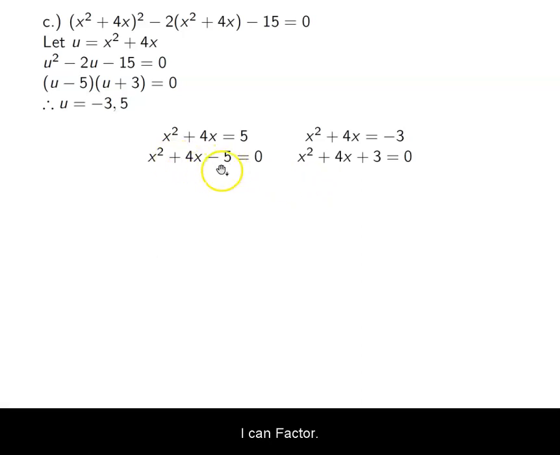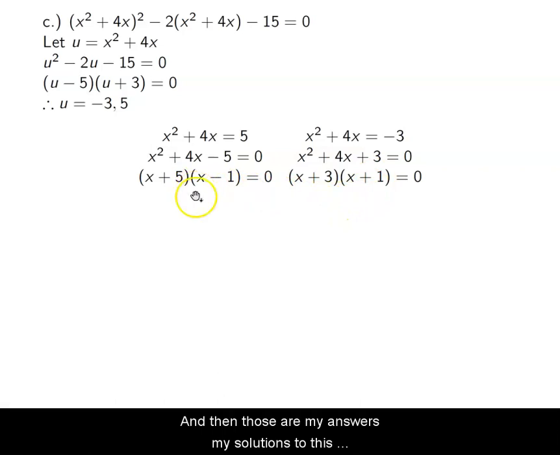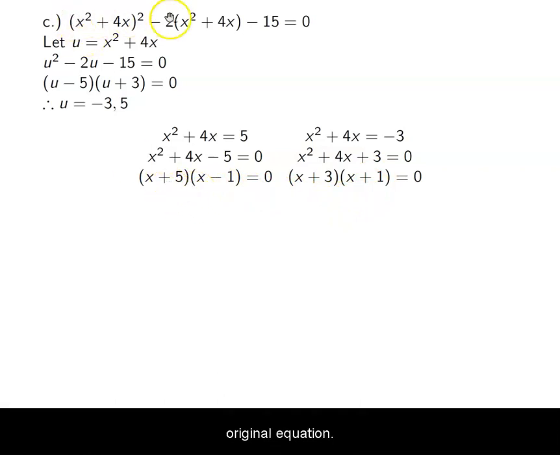I'm going to zero out both of these equations. Now I can factor, okay? In order to get this to work, I need x plus 5, x minus 1. In order to get this to work, I need x plus 3, x plus 1. Right? And then those are my answers. My solutions to this original equation are x equals minus 1, x equals minus 3, x equals 1, and x equals minus 5. There are 4 solutions here.